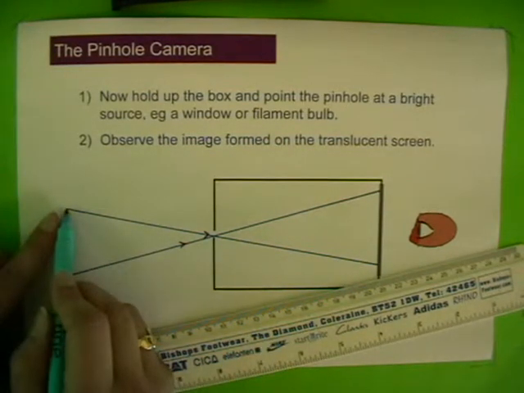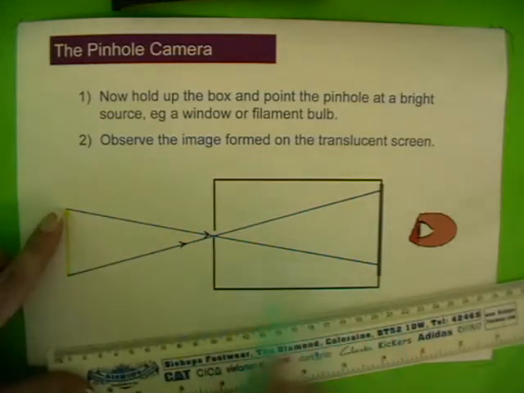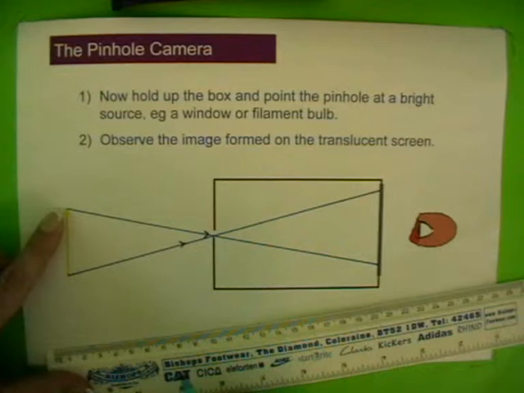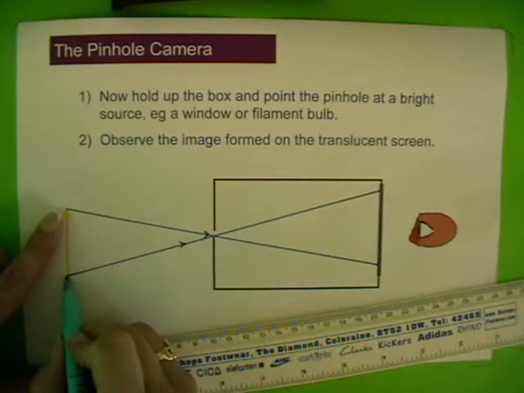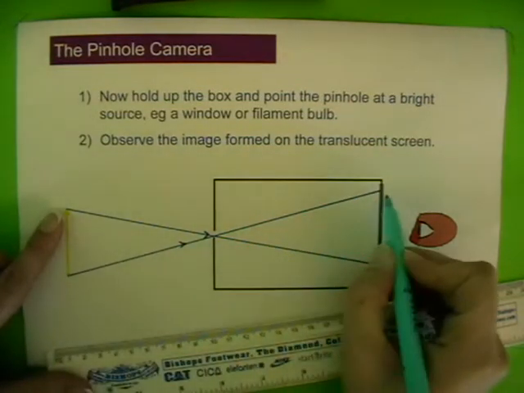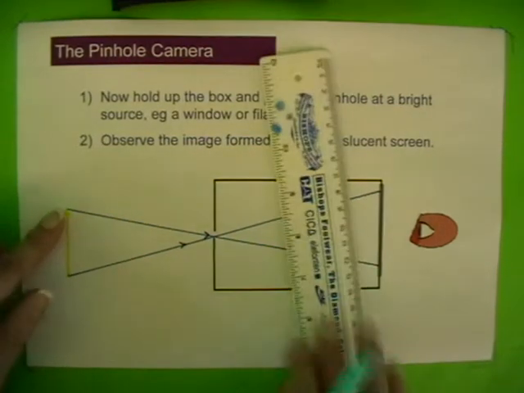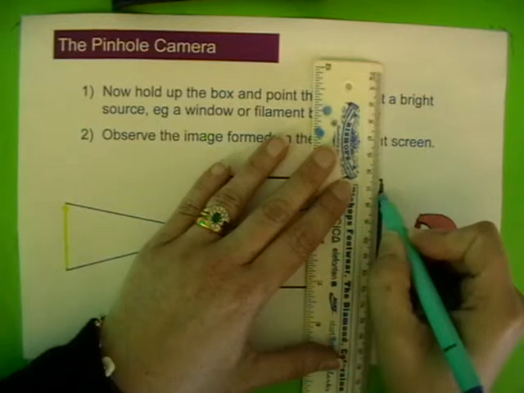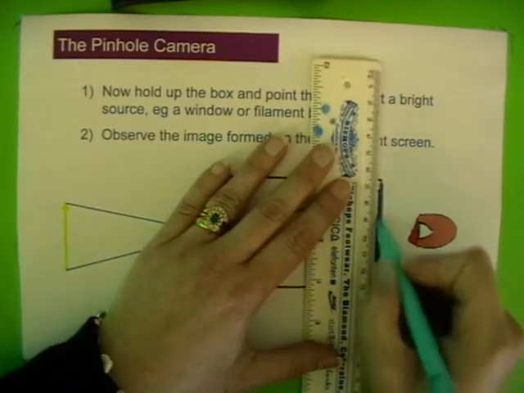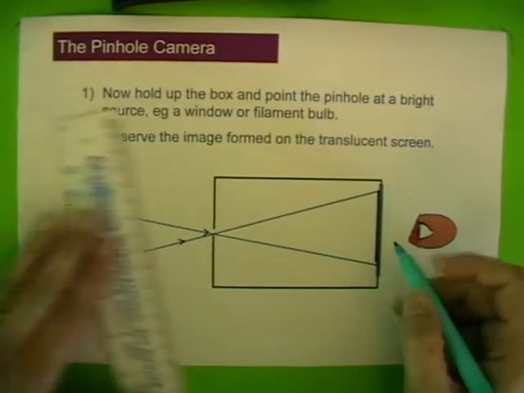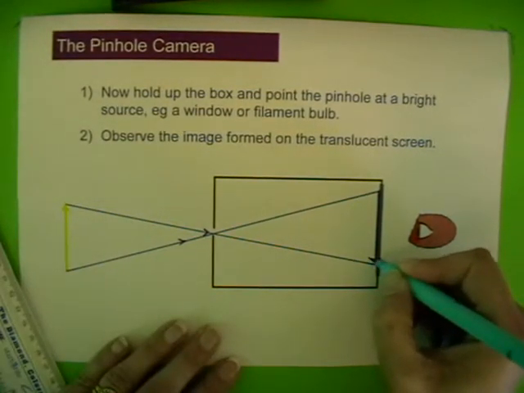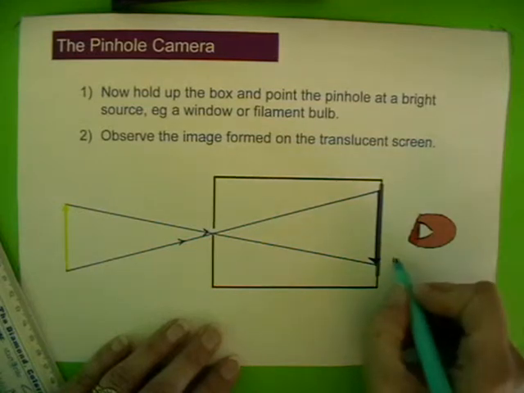Now, this ray of light coming from the top of the object, passing through the hole, is now at the bottom of the screen. And the ray of light travelling from the bottom of the object through the pinhole is now at the top of the screen. So we can now actually draw the image that we would see on the screen. And it's inverted. And by inverted, we mean that it's upside down.